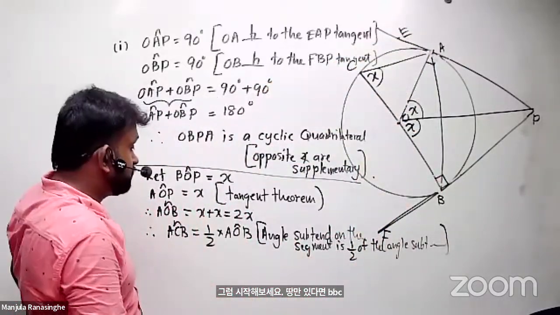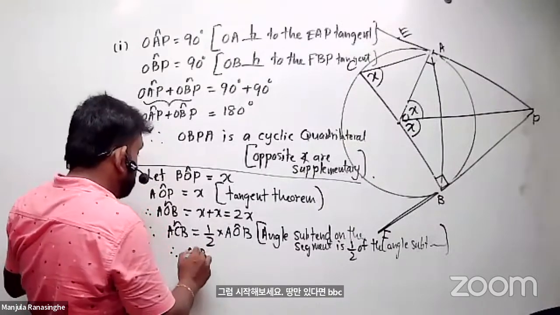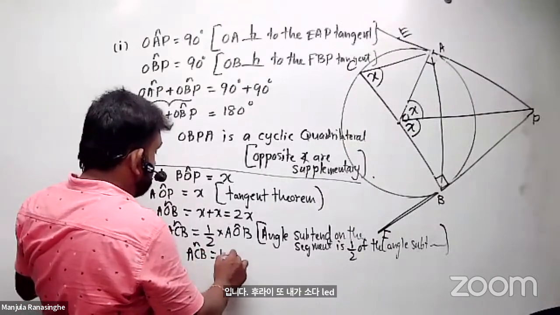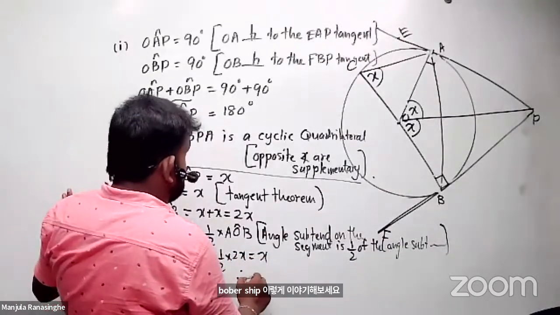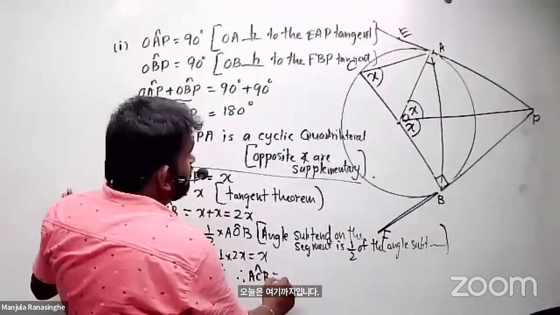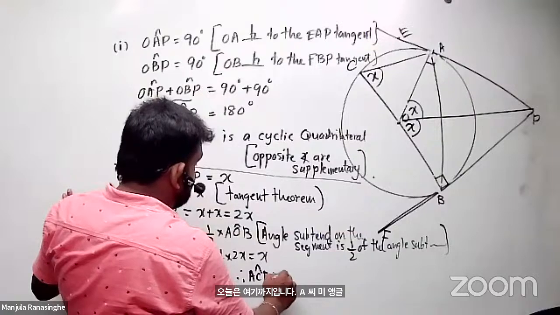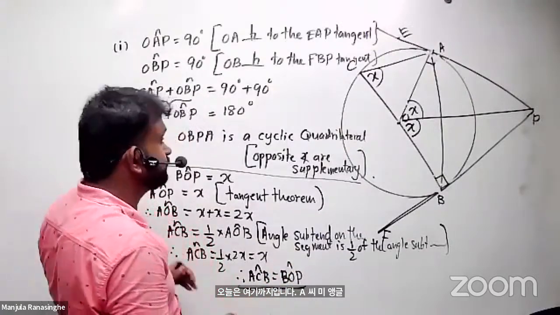Right. So therefore that is equal. Then ACB equals half of 2x. That means x. Therefore we can say that angle ACB equals angle BOP. That is done.